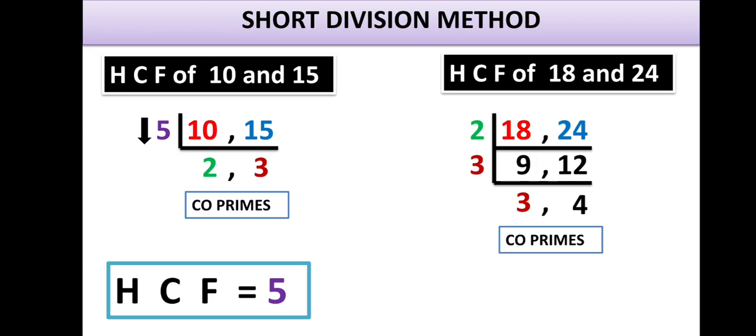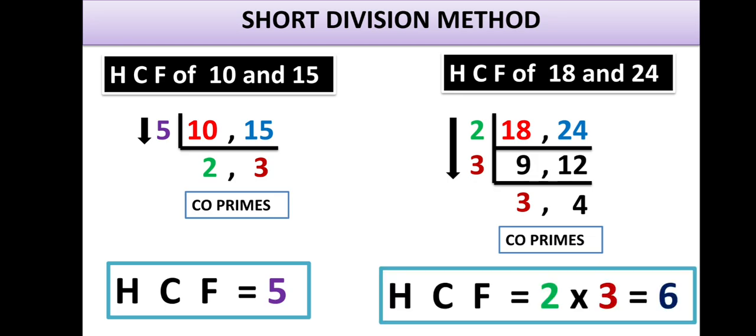So we stop here and note down the common factors. Remember, on the left side, whatever we have are all common factors, and the 3 and 4 below are the other factors. So we take only the common factors. The HCF is 2 times 3, that is 6. So whether we use short division or prime factorization, in both cases we get the same answer.